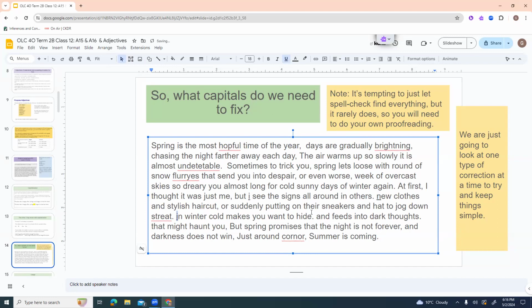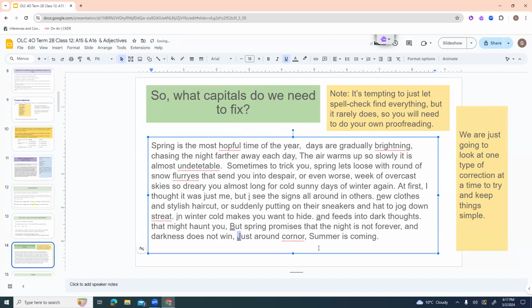"In winter, cold makes you want to hide and feeds into dark thoughts. That might haunt you" — okay, it's in the middle of a sentence, so again, we wouldn't have a capital letter there. "But spring promises that the night is not forever and darkness does not win. Just around corner, spring is or summer is coming."